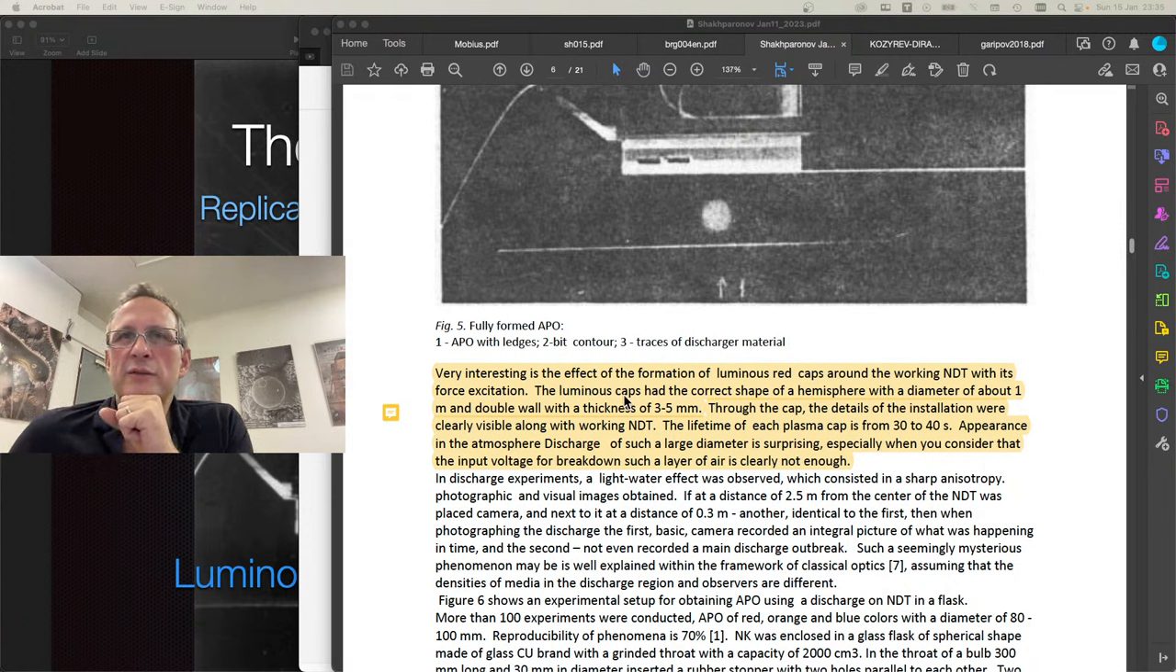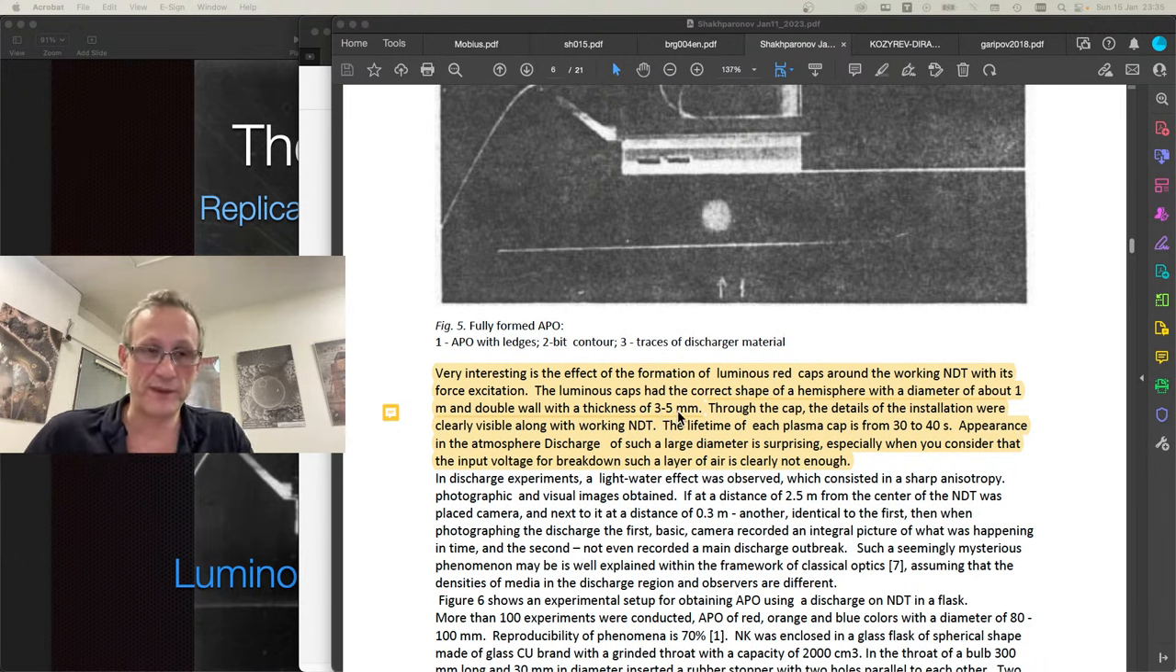So the luminous caps have the correct shape of a hemisphere with a diameter of about 1 meter and a double wall with a thickness of 3 to 5 millimeters. So this is almost like a double layer, a 1 meter diameter hemisphere, so a half meter radius hemisphere with a double wall thickness of 3 to 5 millimeters.